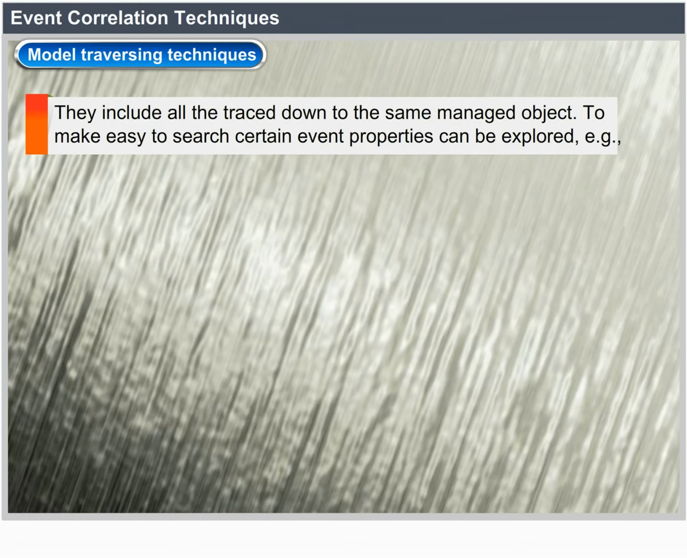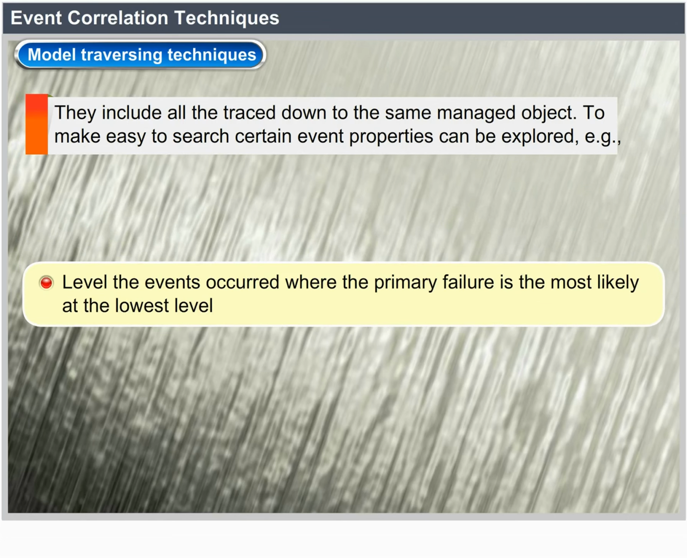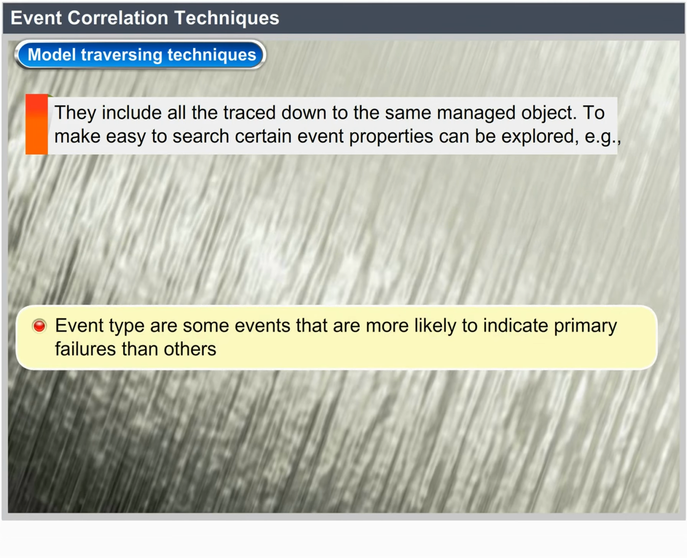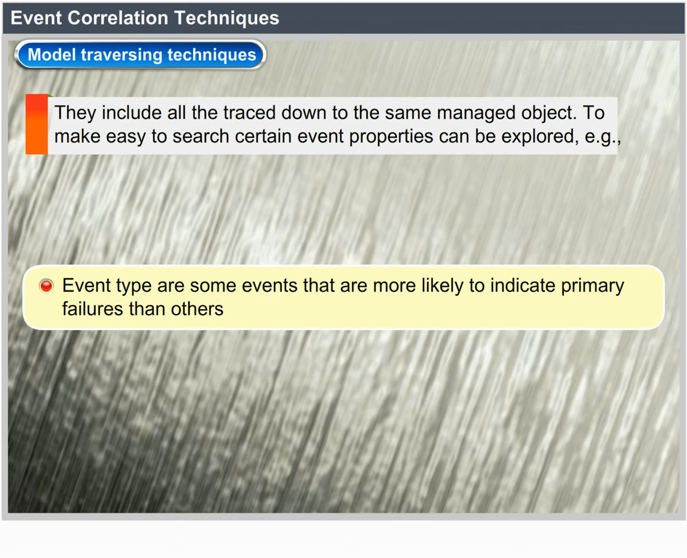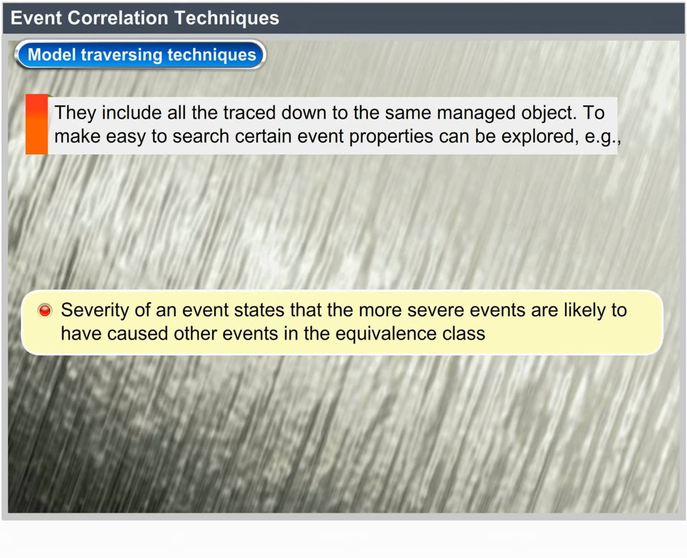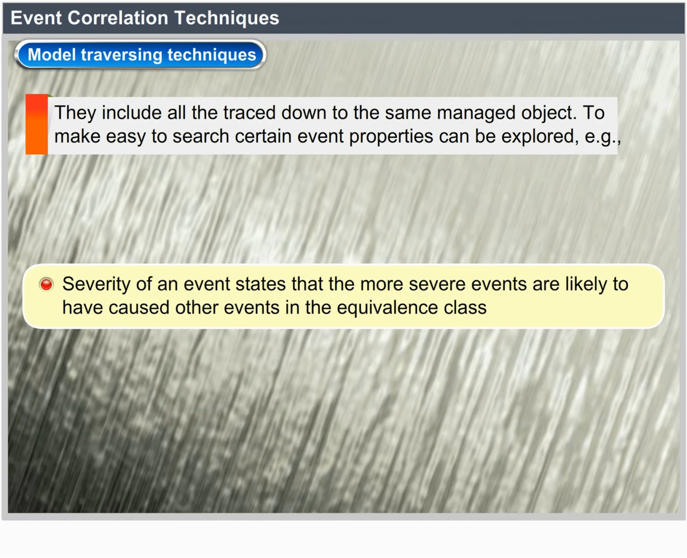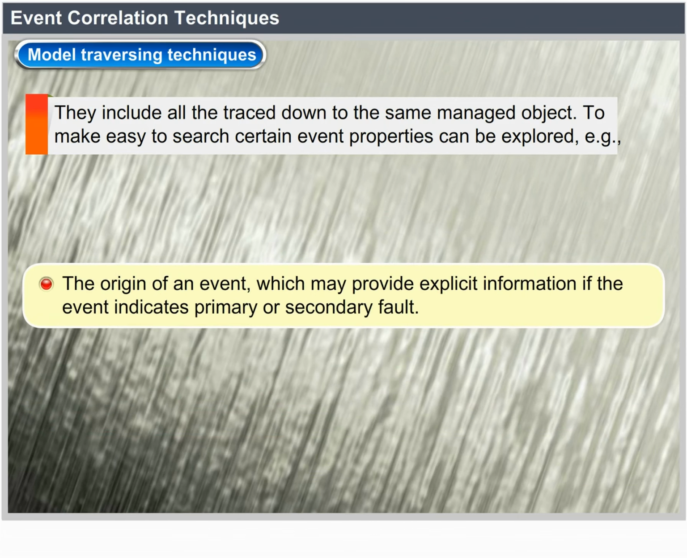To facilitate the search, certain event properties can be explored. For example, the level at which the events occurred, where the primary failure is most likely at the lowest level. Event type, as some events are more likely to indicate primary failures than others. Severity of an event, as the more severe events are likely to have caused other events in the equivalence class. The origin of an event, which may provide explicit information on whether the event indicates a primary or secondary fault.